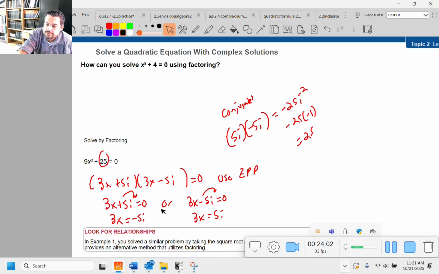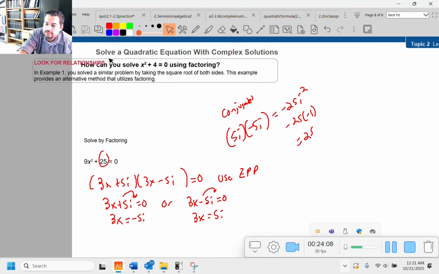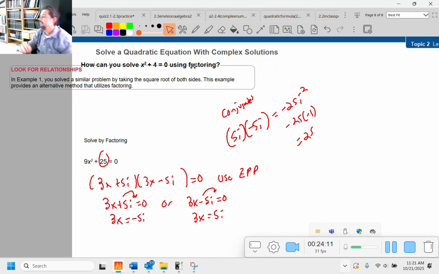While I'm working on room, let's see what this look for relationships is. I bet it's talking about conjugates. No, it's actually talking about how you solved using square root methods. Should be mentioning the conjugate idea, but I didn't write this book. Maybe Pearson or somebody will pay me some good money and have me write a textbook.